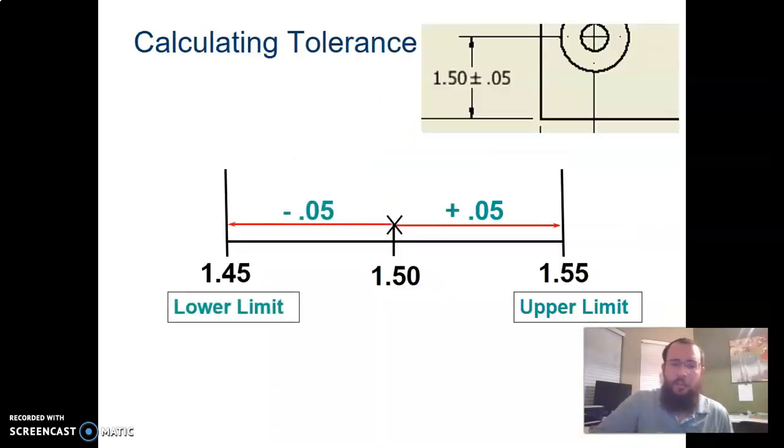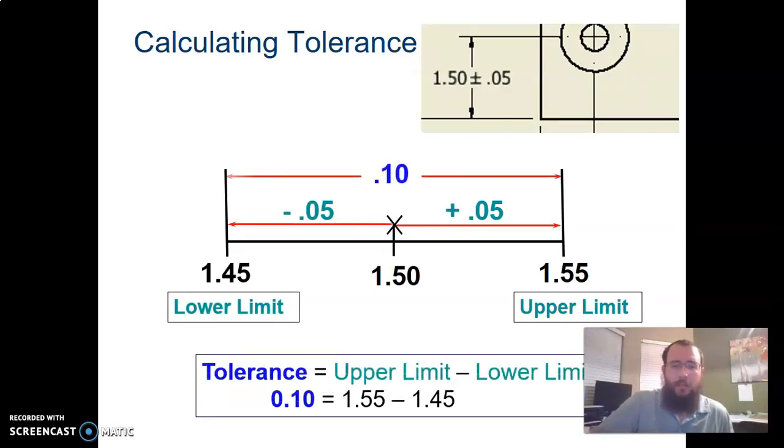Here's just a graphic showing that distance. You could write that equation down. I would suggest that tolerance equals upper limit minus lower limit, and then write the example if you want, so you can see what a tolerance means in terms of math.